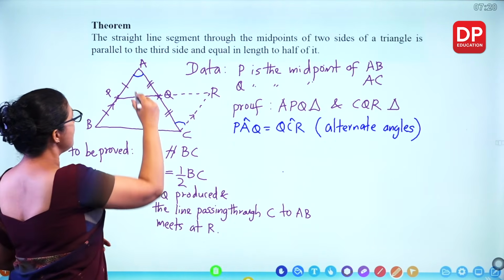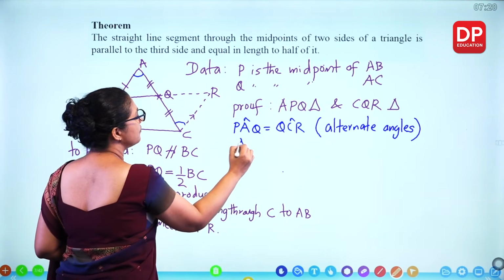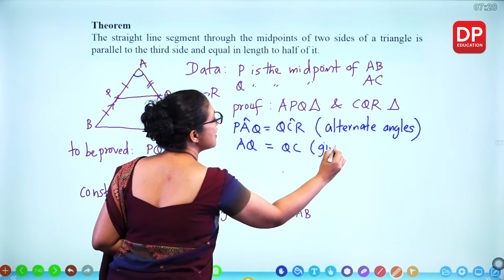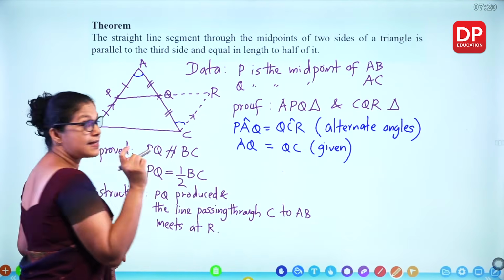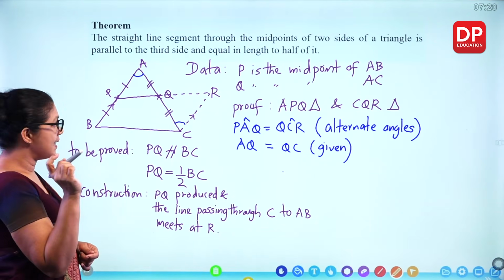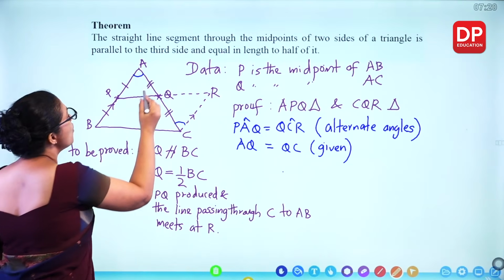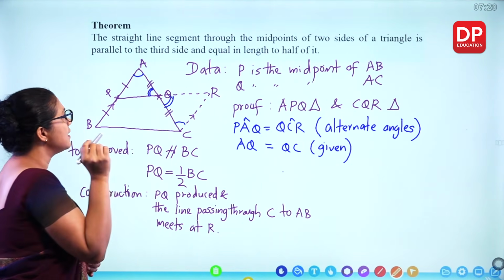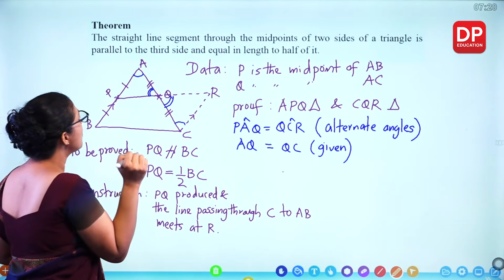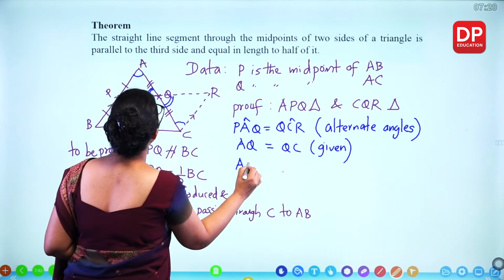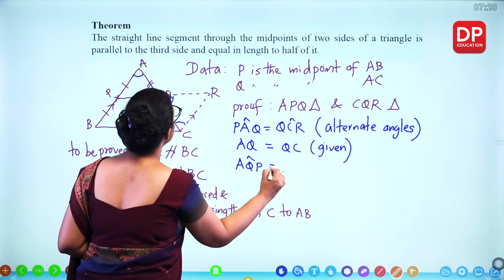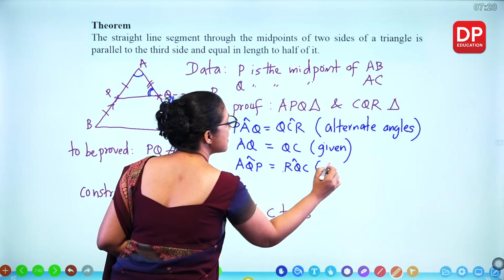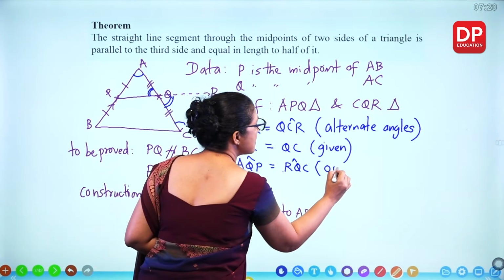Then we know AQ is equal to QC. That's given because Q is the midpoint of AC. Then what else we know? We know this angle is equal to this angle. Opposite angles are equal. So we can write AQP angle is equal to RQC angle. That's opposite angles.